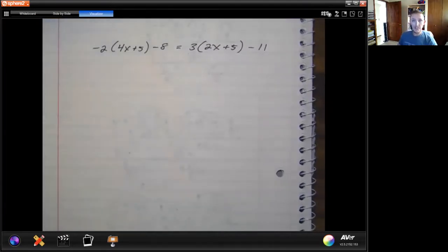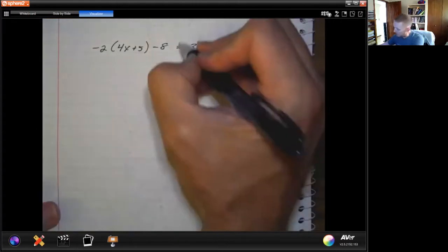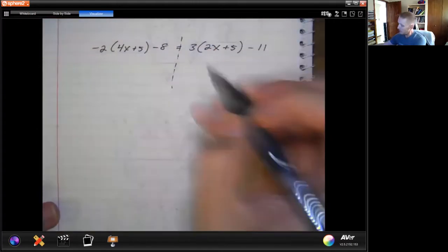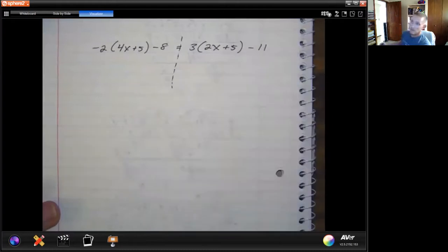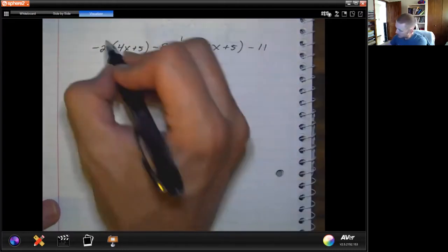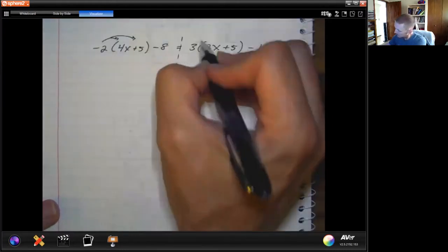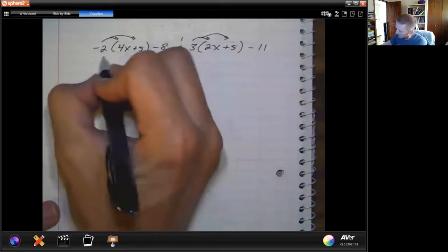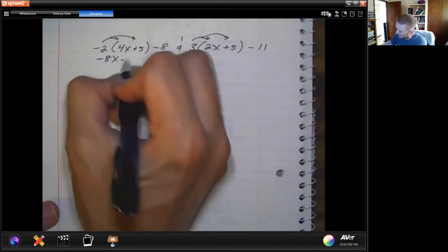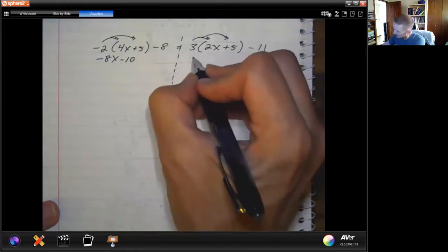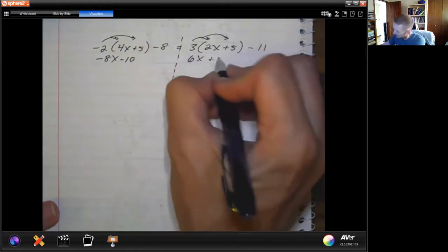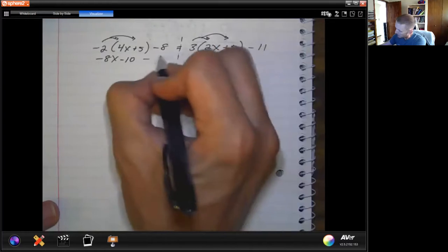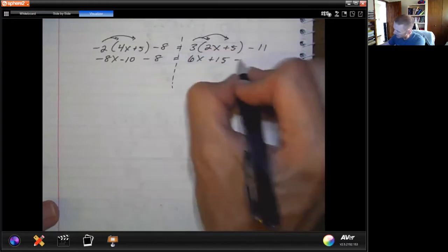All right, welcome back. Let's see how you did on this particular problem here. We're going to go ahead and set in our barrier. We're going to work through this rather quickly. Step 1 is get rid of parentheses, so I'm going to distribute. And I'm going to get negative 8x minus 10. And I'm going to get 6x plus 15. I'm going to bring everything else down that I have not used.